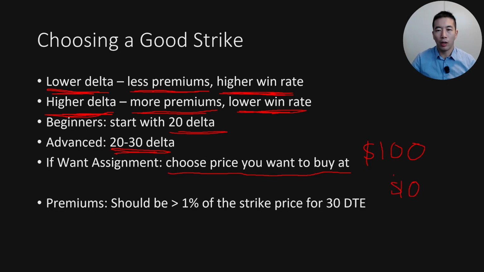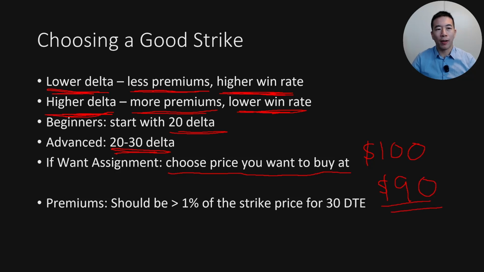Because first of all, you will get no premiums for selling short puts at $10 when the stock is at 100. And second, I'm not sure you want to own it if it drops down to 10. That's a 90% drop. This stock is in huge trouble. So we got to choose realistic strikes. So perhaps maybe you want to buy at $90. You know, a 10% drop, that's reasonable. That's a good price, so you will choose the 90 strike.